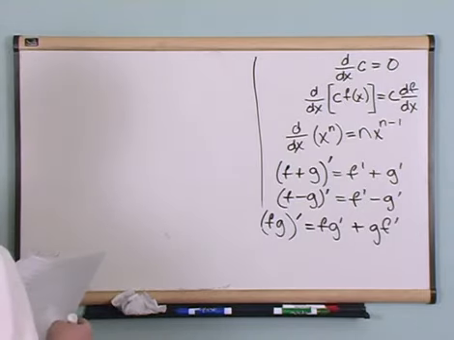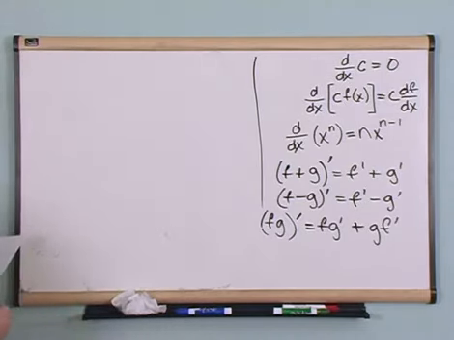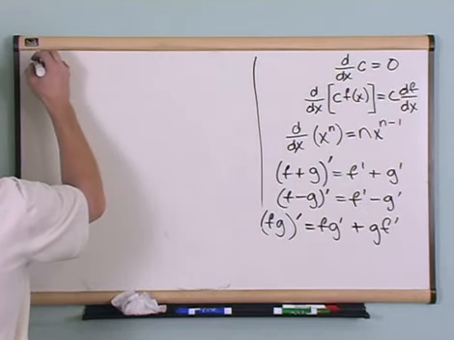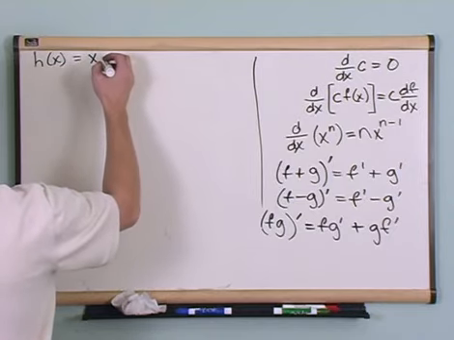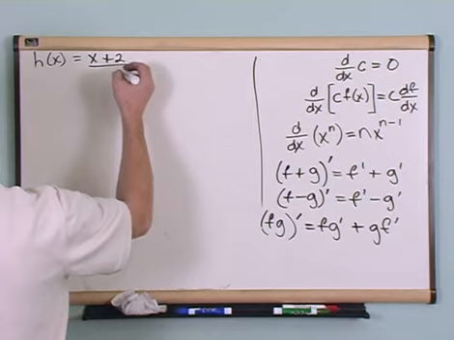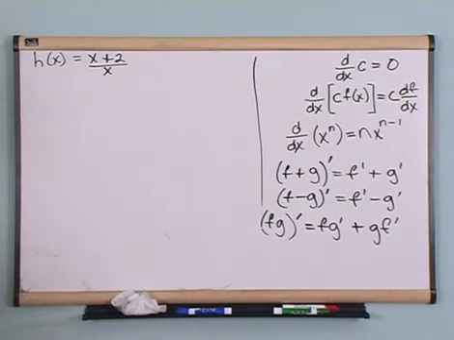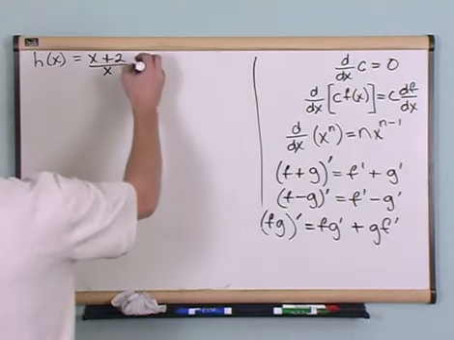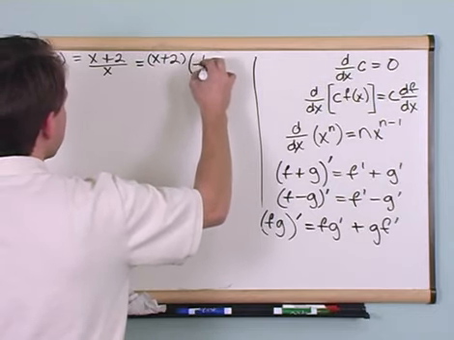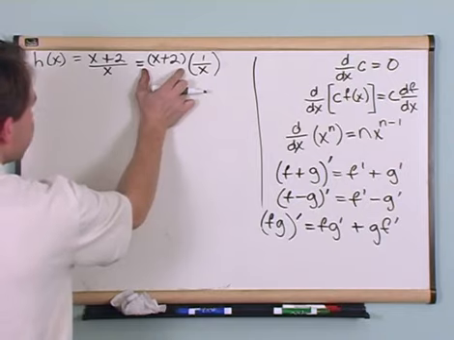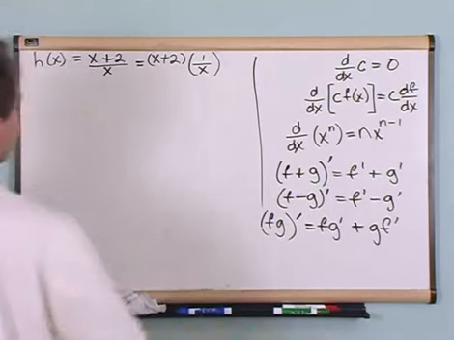Now, what would be an example of that? Okay, what if you had something like h of x equals x plus 2 over x. Well, at first you might say, that's division. That's not multiplication. But you can rewrite this, you see, as x plus 2 times 1 over x. Now I've got a function of x times a function of x, which is this.